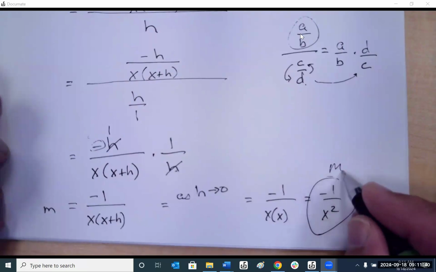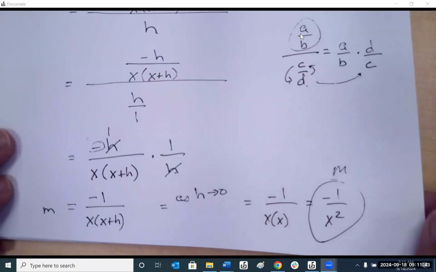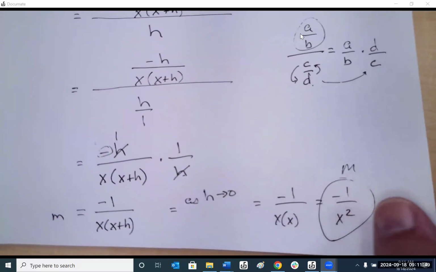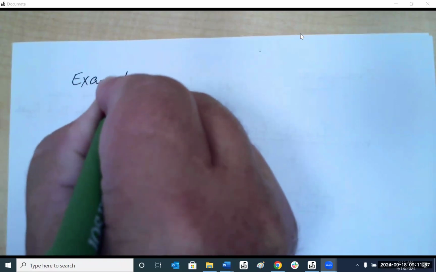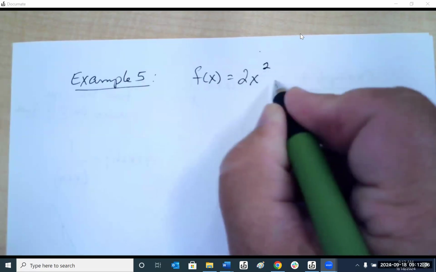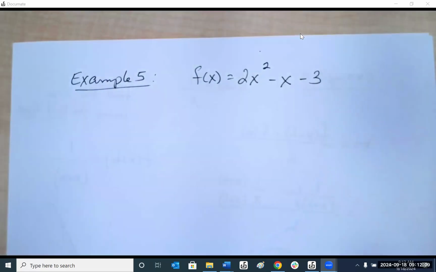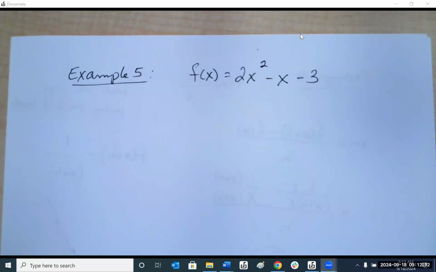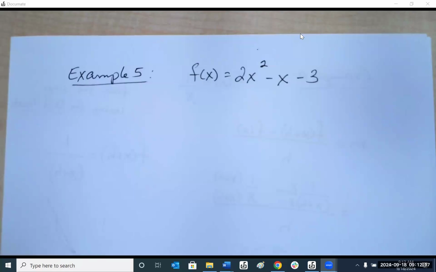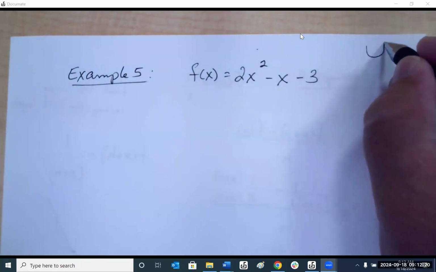So this is our slope equation. For any x you give me, that's the equation of the slope of that curve. Example 5. Let's say f of x equals 2x squared minus x minus 3. What kind of equation is this? Yep, because the degree is 2, it's quadratic. So we know the graph is going to look something like this.